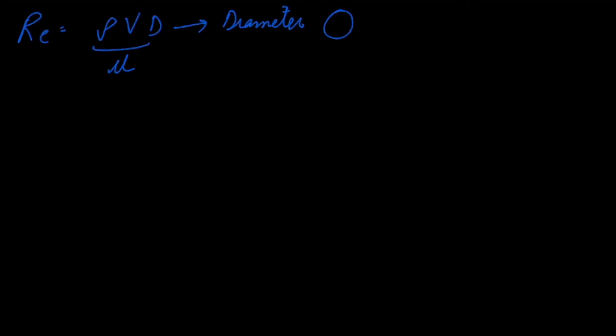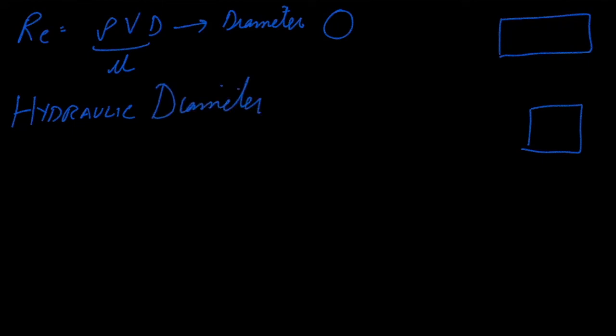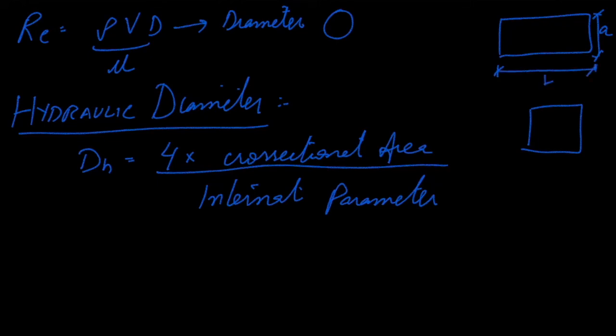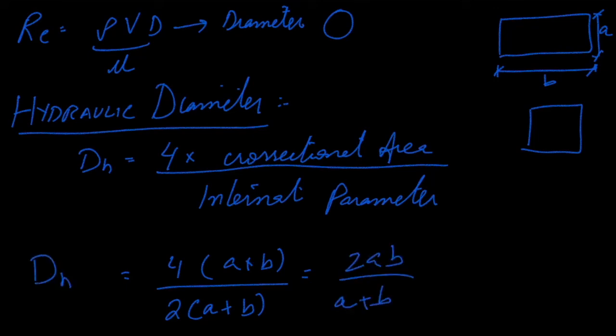But what happens if we are going to see flow in rectangular or square shapes? Then we use hydraulic diameter. Hydraulic diameter is denoted by dh, and this equals 4 times the cross sectional area divided by the perimeter. Let's say this rectangle has height a and width b. Then the rectangle's hydraulic diameter is 4 times the area, a times b, divided by the perimeter, 2 times a plus b. This comes out to be 2ab divided by a plus b. This is the hydraulic diameter for a rectangle.